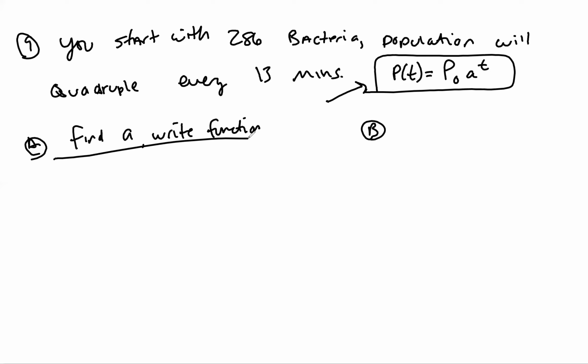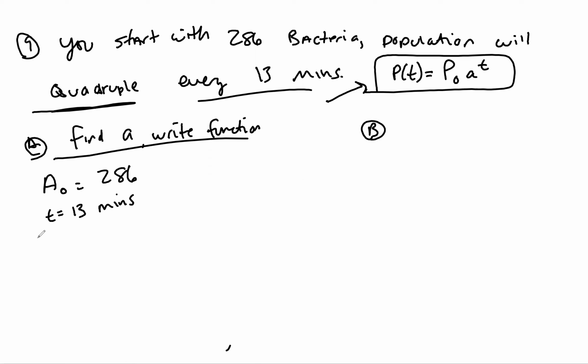All right, so let's list everything we know. Well, the very first thing it tells me is that I start with 286 bacteria. So P sub 0, which is just my initial amount, is 286. Now, it goes on to tell me that it's going to quadruple every 13 minutes. So 13 minutes is the time. And after 13 minutes have passed, I have quadruple what I started with. And so since quadruple means 4, all I need to do is take 286 and multiply it by 4. Hold on a second, I accidentally put an A here. Should be a P. P sub 0.